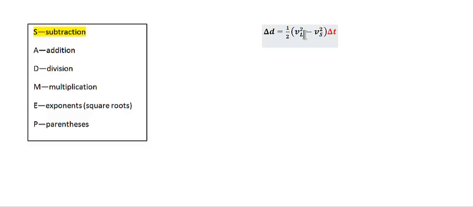All I know is I've got some parentheses and they're being multiplied by delta t, so I don't have to worry about subtraction. What about addition? Same deal. Don't know, can't see what's going on inside the parentheses. There's nothing being added to the delta t, so I move on to division.